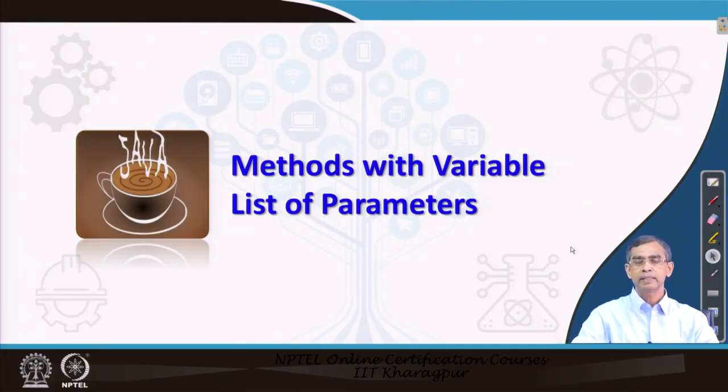I will quickly come to the discussion about methods with a variable list of parameters. We learned how a method can be declared generic and how this method can be called. Whenever a generic method is called, it should be passed an argument of object type only. That needs to be remembered, that is all.